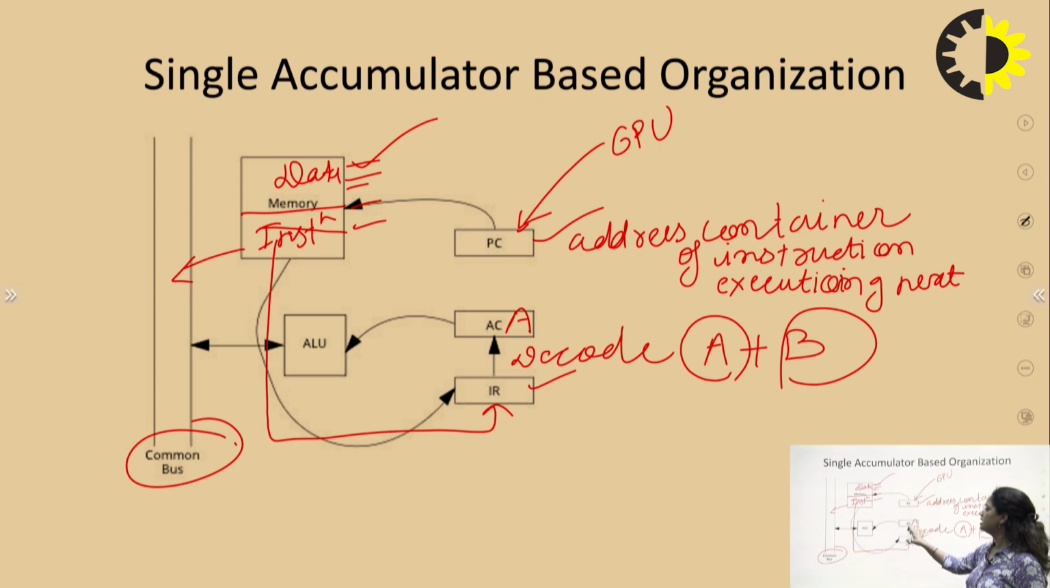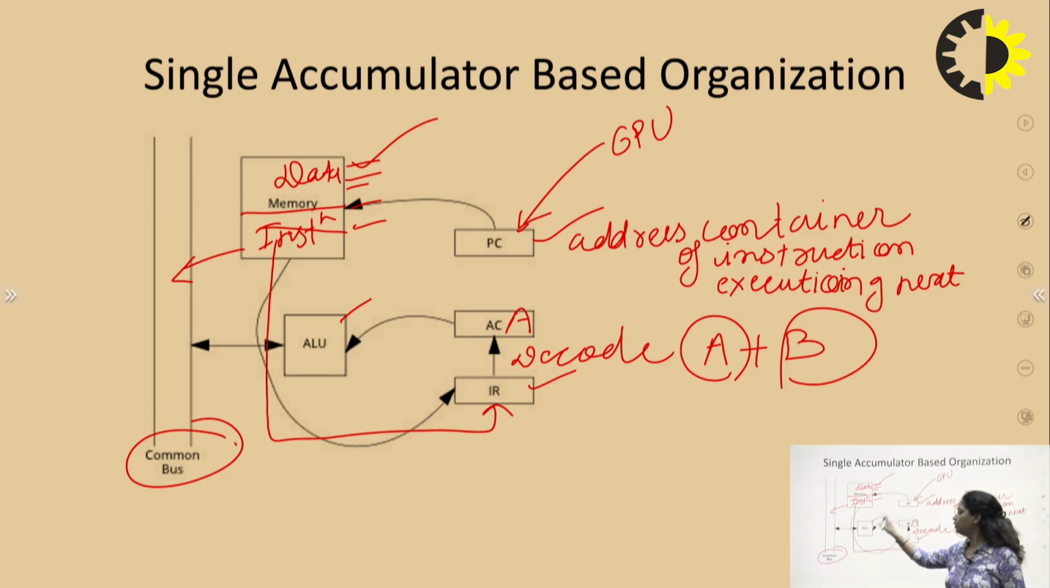Now, after that value is stored in the accumulator, B will also be passed to the ALU, maybe through some other special purpose register such as the data register, or maybe through some other general purpose register. One operand is held by the accumulator and one operand is held by another register, or maybe that will reside in your memory.